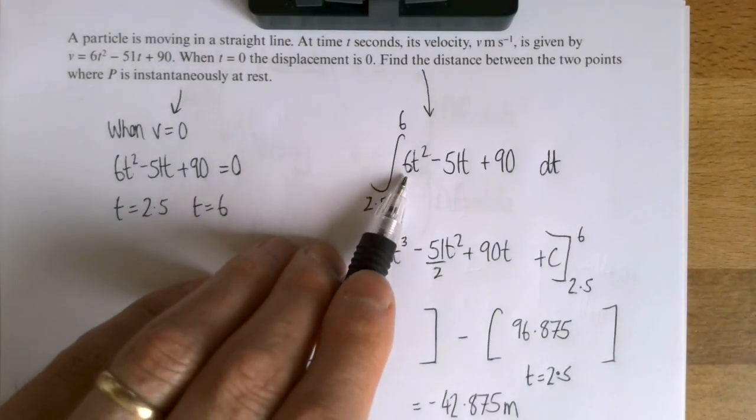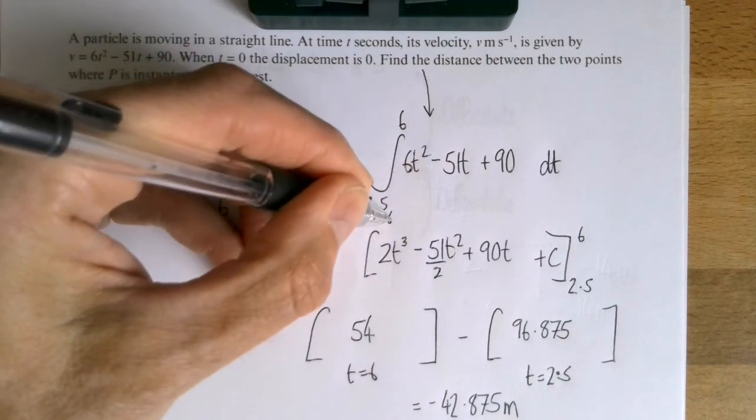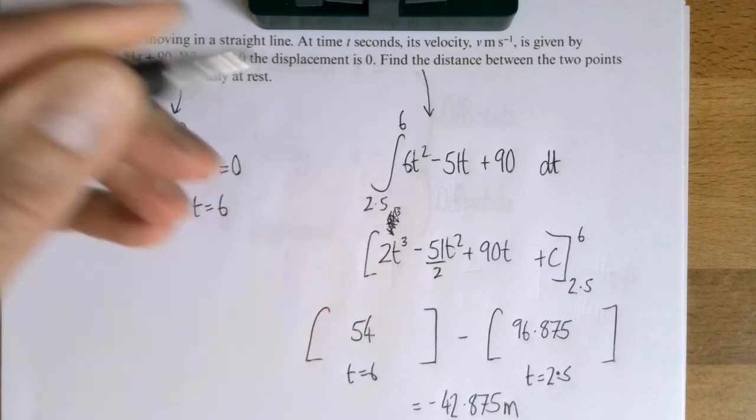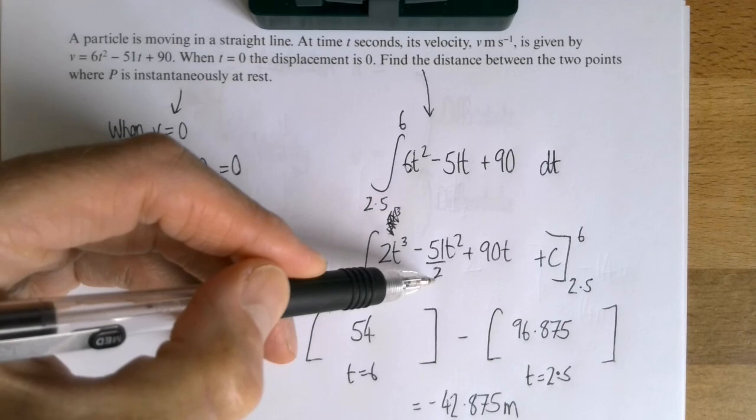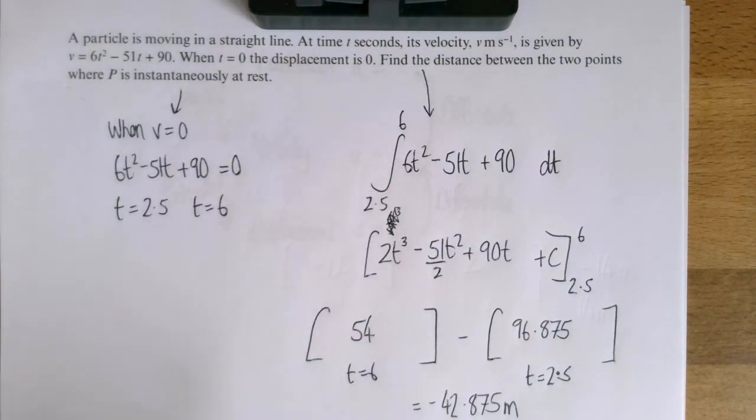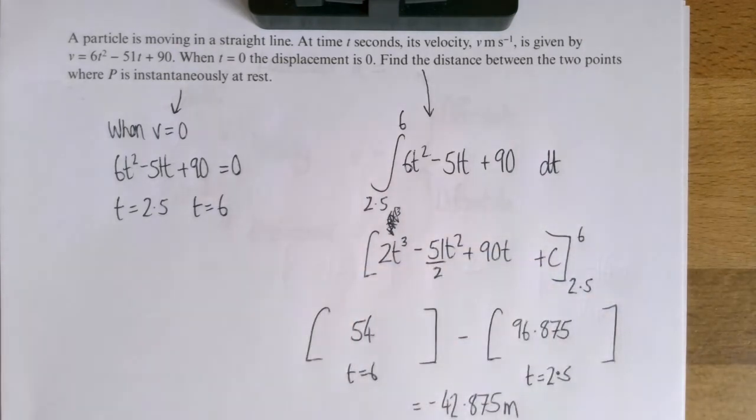Okay, so this term, increase the power by 1 and divide by the new power, it becomes 6t cubed over 3, and 6 over 3 is 2, so I just skipped a step there. 51t squared over 2, 90t, all nice and easy. Then this is where mistakes often occur, so I used my calculator and set x to 6 and then typed it in as 2x cubed minus 51x squared over 2 plus 90x. I got 54. I then replaced 6 with 2.5, got that.